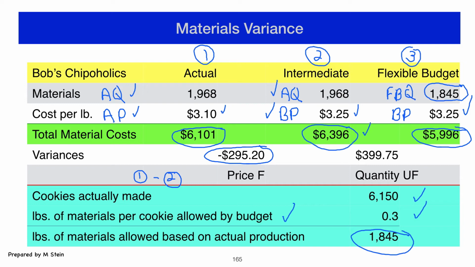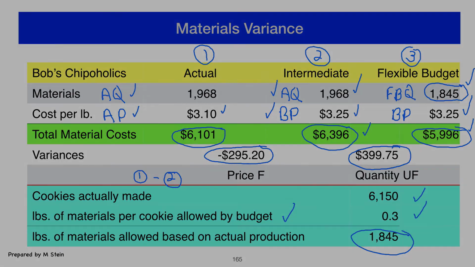To get the quantity variance, take the intermediate column product, $6,396, subtract the flexible budget product, $5,996, and now you see we have an unfavorable quantity variance of $399.75. And the reason for this is because the actual pounds of materials, 1,968 pounds, was greater than what the budget would allow for a production of 6,150 cookies. And that difference is reflected in the unfavorable quantity variance.